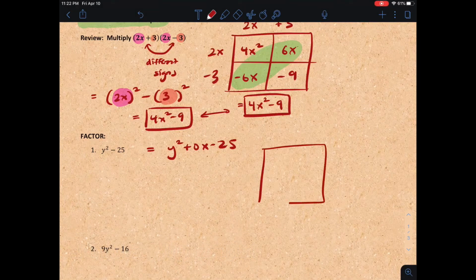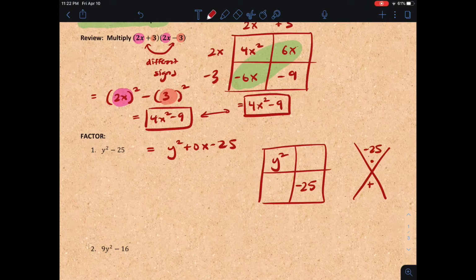From there, I'm going to create my Xbox. If you remember, the first box would be my y squared term. The last box here would be my negative 25. And then from there, we would create our x box. The top would be negative 25. Because if you remember, the way we do that is we take the first number and the last number and we multiply them together. Here I put a 1 here because there's no number in the front. So we know there's a 1. 1 times negative 25 is negative 25. The sum would be 0 because that's the coefficient of my middle term.